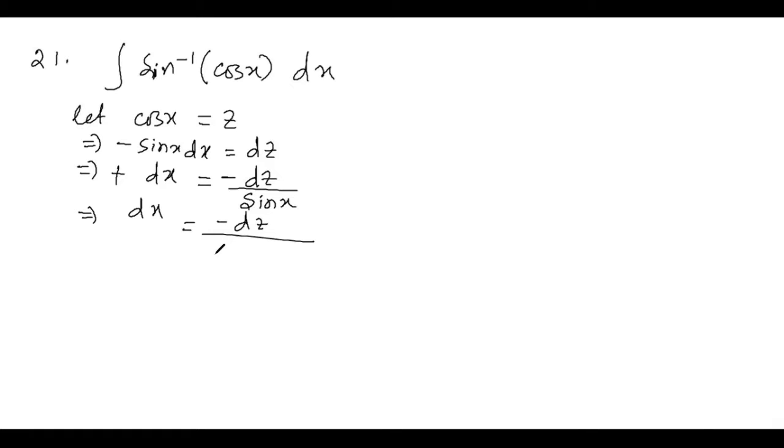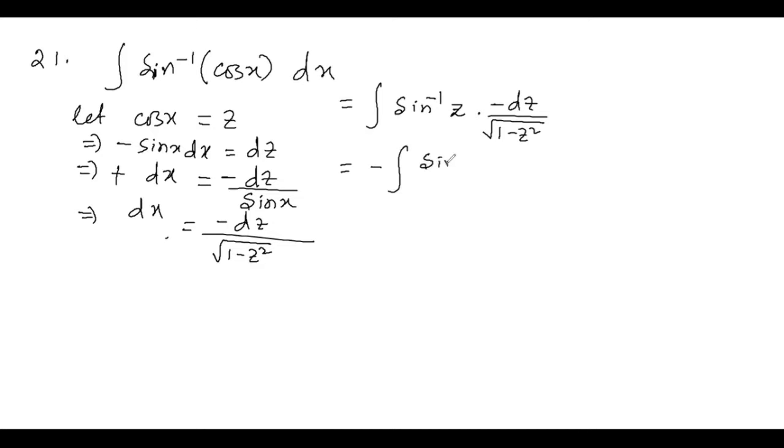You can write sin x as root over 1 minus cos square x. So that means root over 1 minus z square. So what will it be then? Sin inverse z, and dx equals minus dz by root over 1 minus z square. So that means minus sin inverse z by root over 1 minus z square dz.